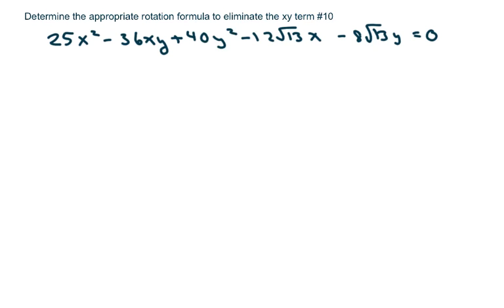Hi everyone, we're going to determine the appropriate rotation formula to eliminate the xy term. This one's a little harder. We're going to use the half angle formulas for sine and cosine on this one.